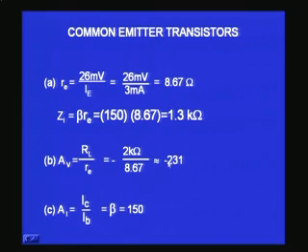So the minus sign shows that there is an inversion. We did not get the minus sign in the case of common base amplifier because there the output is in phase with the input, whereas here the output will be 180 degrees out of phase with the input, that is why you get a minus sign. What about current gain? Current gain is I output by IB, and that is nothing but beta, and therefore current gain is around 150.